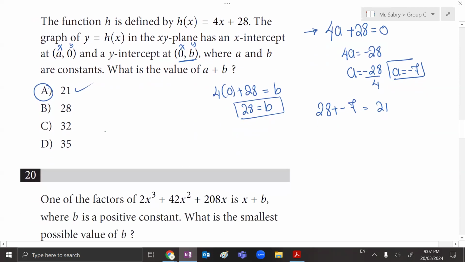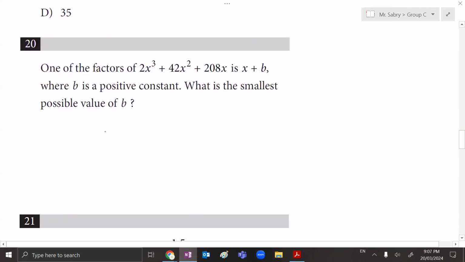Yes. Number 20. One of the factors is x plus b, where b is a positive constant. What is the smallest value of b? So what does that mean? I need to know what is the smallest factor of this. What are the factors? It's basically factorization. That's why it's called factorization in the first place, where you're trying to find the x values.